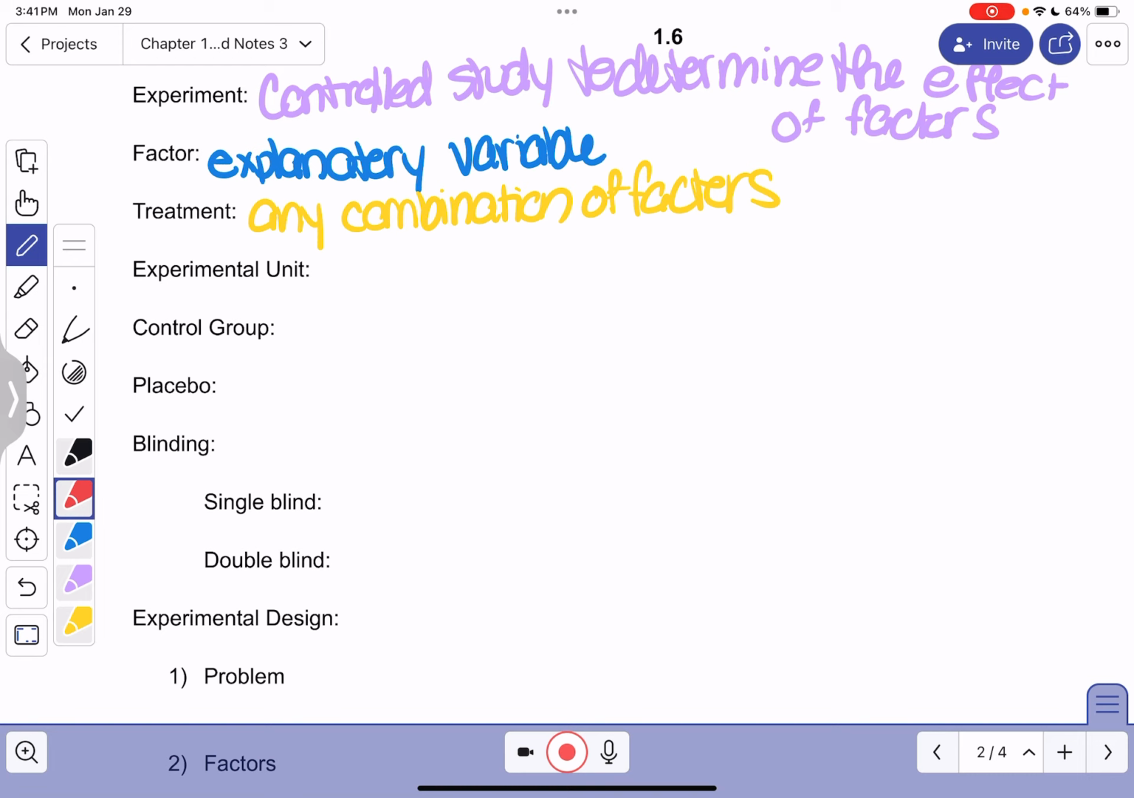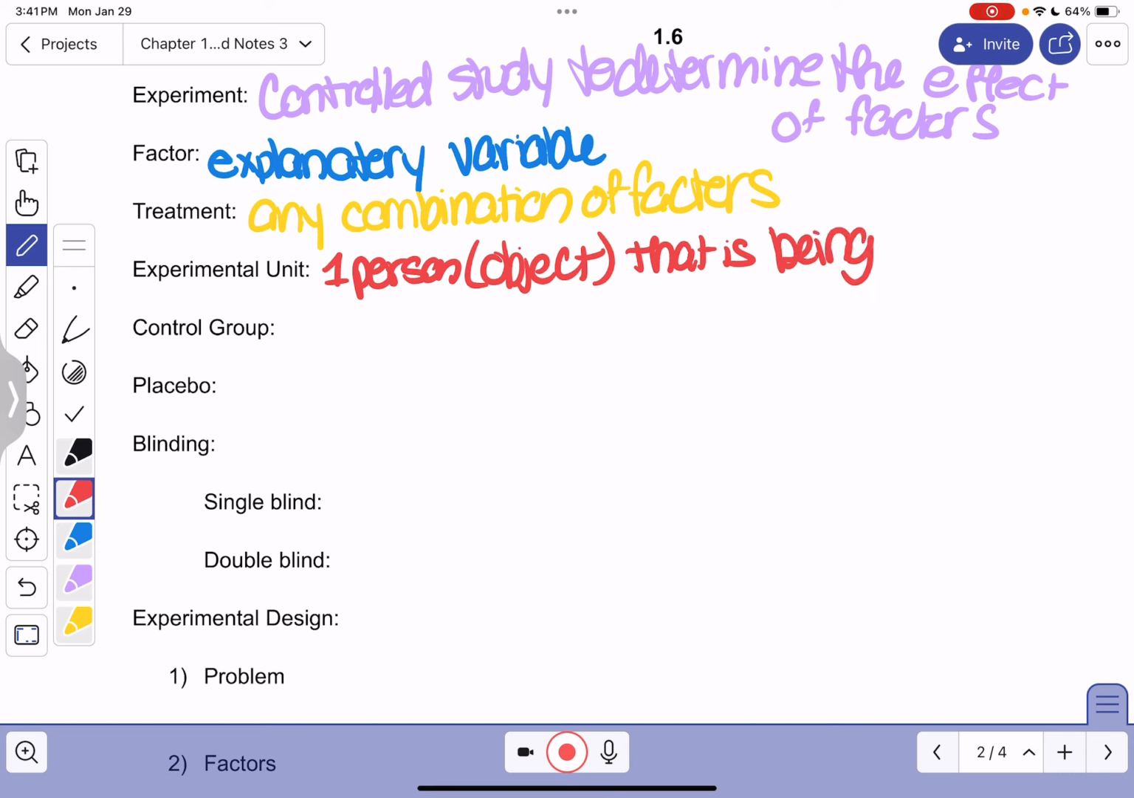Your experimental unit is one person or one object, because sometimes you do experiments on plants or rats, that is being studied. So it's like an individual in an observational study.